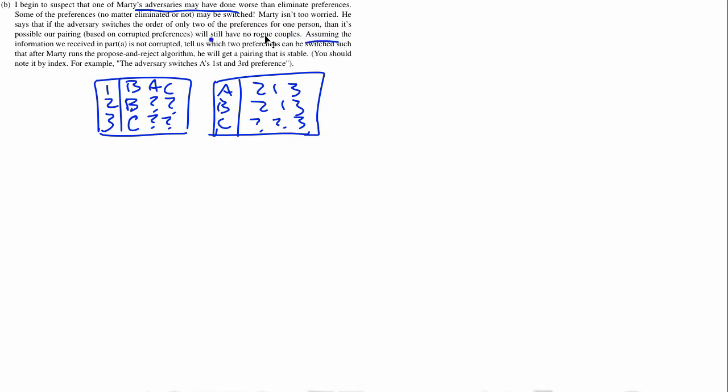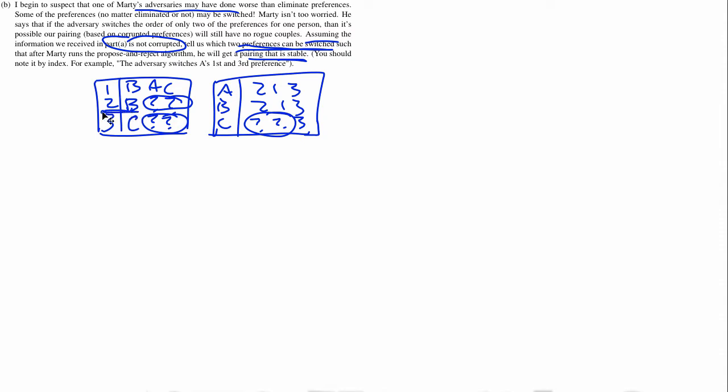So, assuming that we don't have corruption in A, so all these preferences are set, we need to know which two preferences can be switched. Obviously you can't switch these preferences here because the information in A is not corrupted, so the only places you can switch are these question marks here. And think about why you can get away with switching them while having a stable pairing.